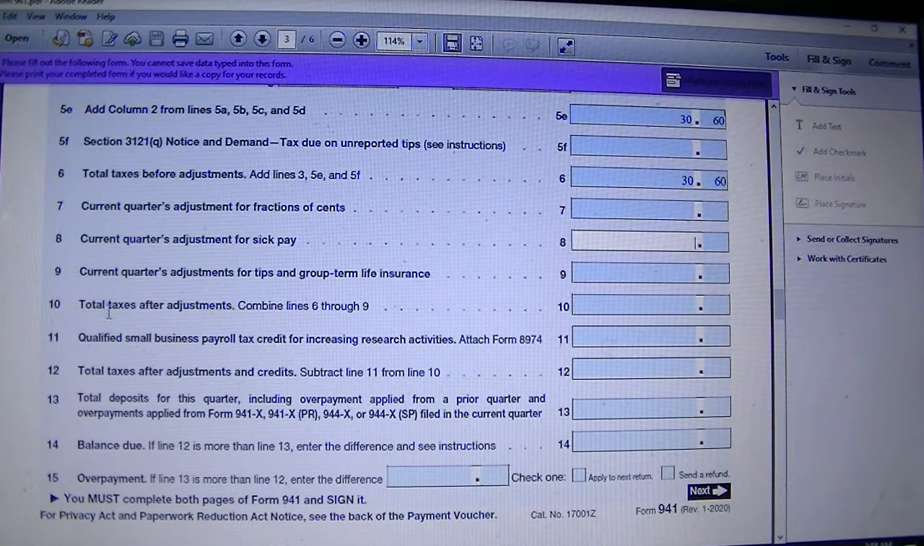And line 10, total taxes after adjustment. Combine line 6 through 9. Since we don't have any adjustment here, our line 10 is going to be $30.60.